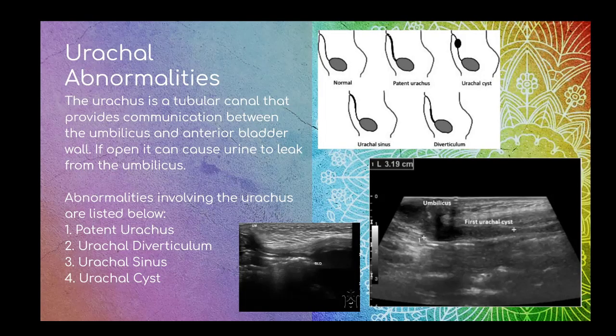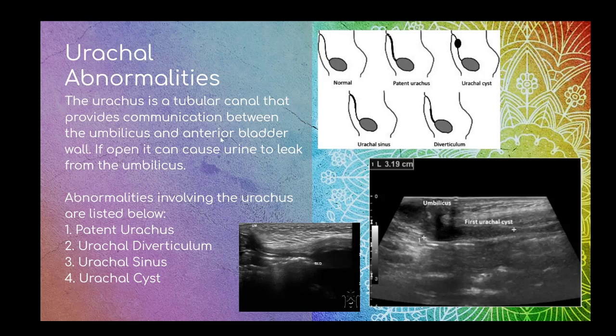The last abnormality that I want you to know about is called a urachal abnormality. And the urachus is this kind of ligament area that comes from the top of the urinary bladder and attaches to the umbilicus, or to the belly button.